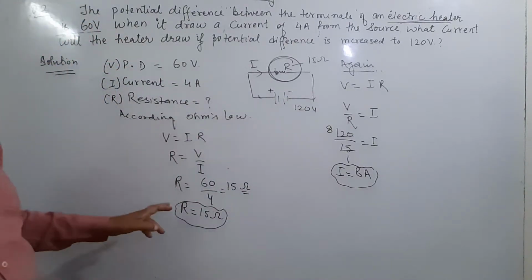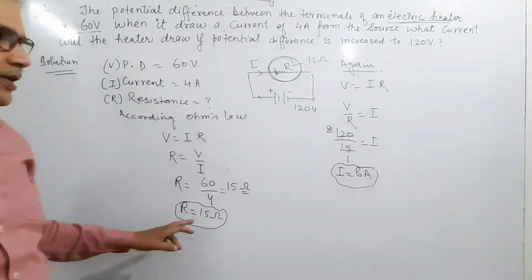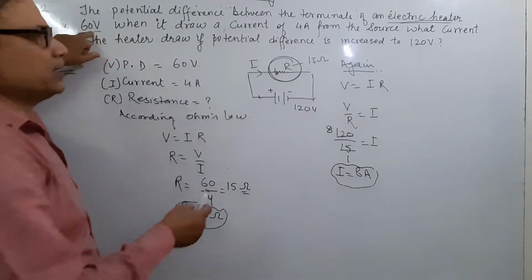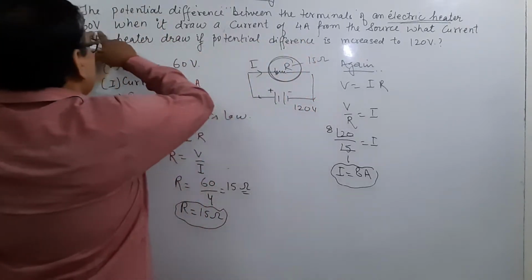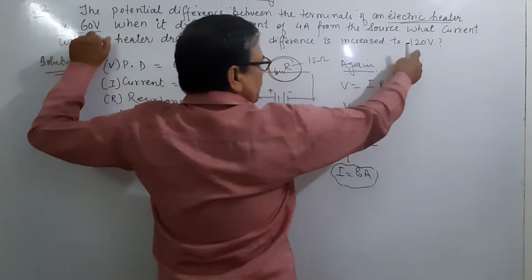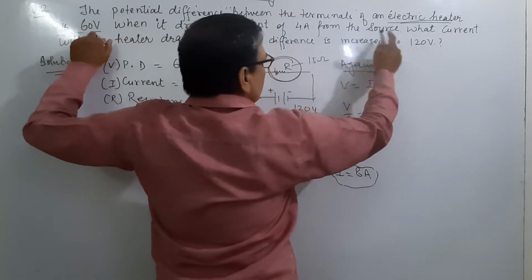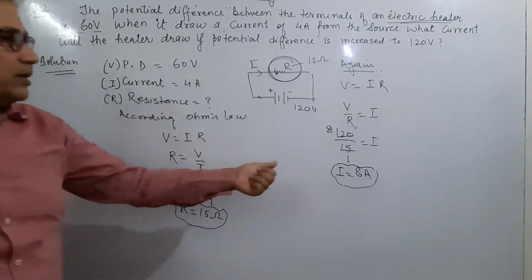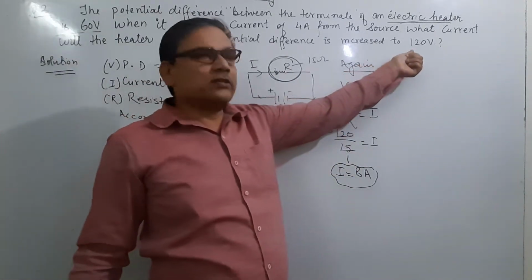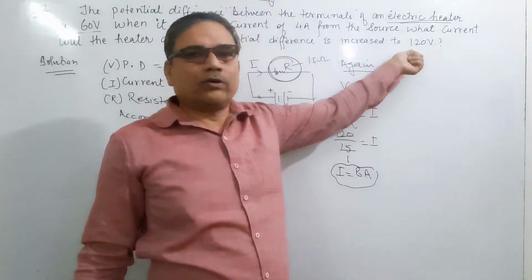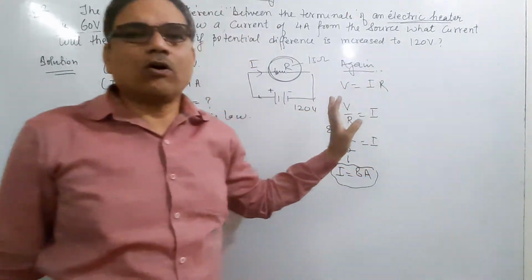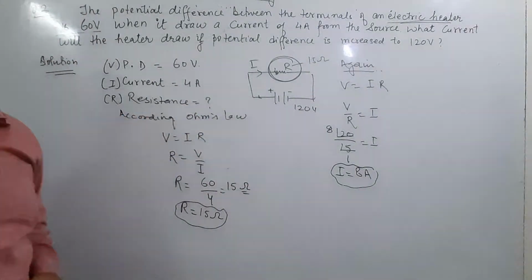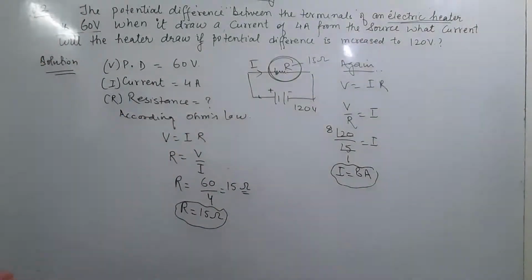Now the question is saying that as we increase the potential difference, current will increase. We know the potential difference is 60 and the current is 4, and we double the potential difference. We increase potential difference 2 times, then automatically current will also increase 2 times. It means the current is 8 ampere when the potential difference is 120 volt, which obeys Ohm's law. And now move to the third question. Please note it down.